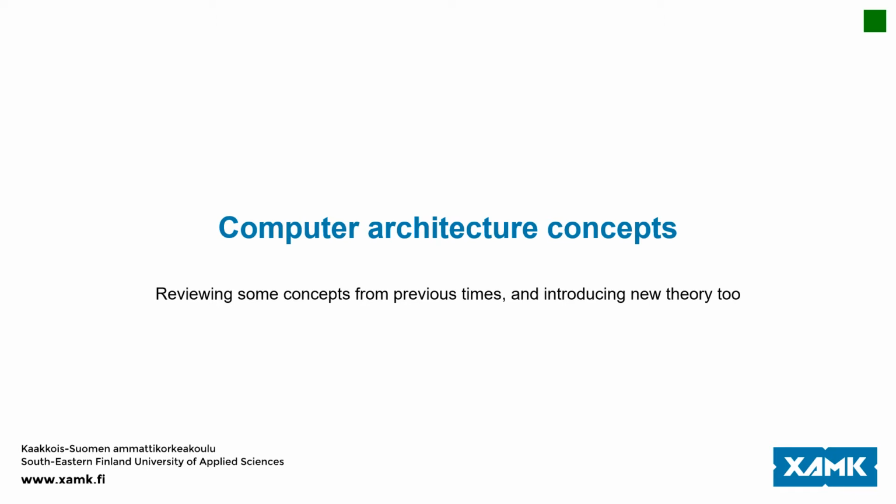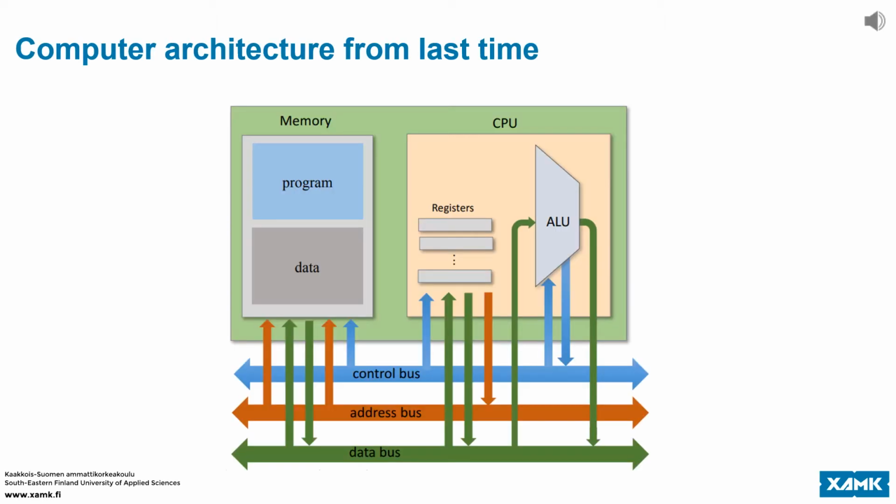Let's start by looking at the computer architecture concepts. So we will start by reviewing some concepts from previous times, and then we will be introducing a few more theory concepts as well. As you remember from last time, the all-encompassing idea of a microcomputer is what is called the programmable computer, which in turn is realized by the von Neumann architecture.